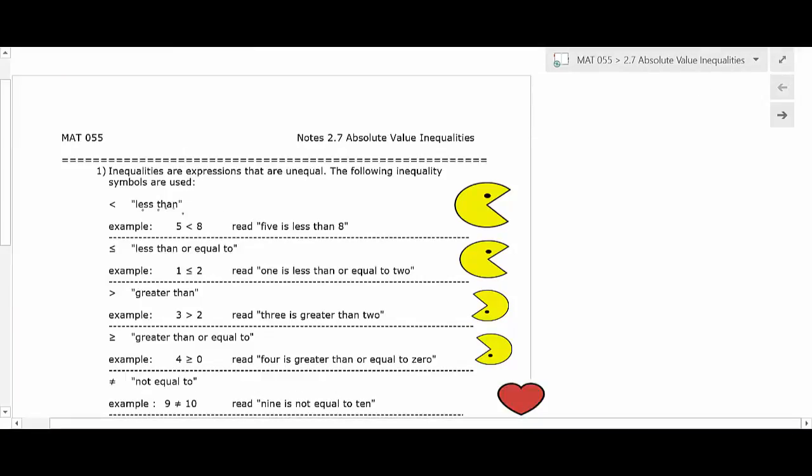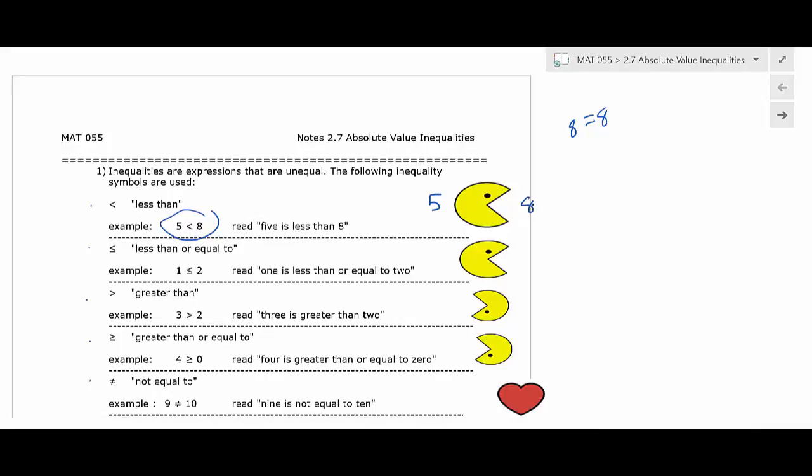Okay, so the typical symbols are less than or equal to, greater than or equal to, and not equal. We call those inequalities because it means two things are not equal, versus having 8 equals 8. That's an equality. Okay, here's 5 is less than 8. I put my Pac-Man on there just for something different.